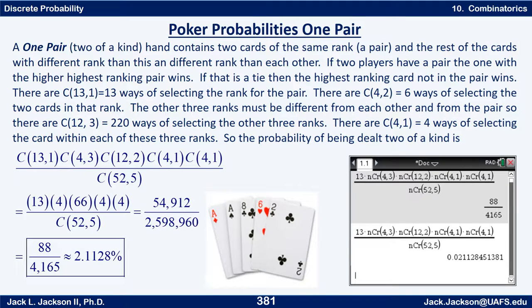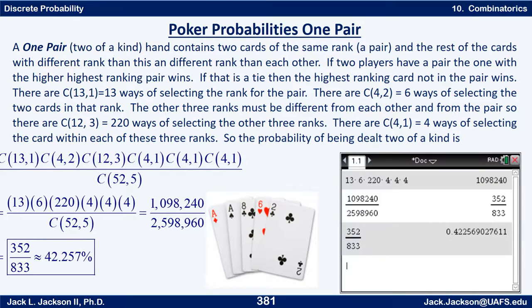All right, how about one pair? Okay, so one pair, or two of a kind, is a hand that contains two cards of the same rank, a pair, and the rest of the cards have different ranks than this, and they're all different from each other. If the highest hand is a pair, and there's two people that have a pair, the one with the highest ranking pair wins. So two aces, for example, would beat a hand that just had two kings. If two of them have two aces, you go to the highest ranking card of what's left.